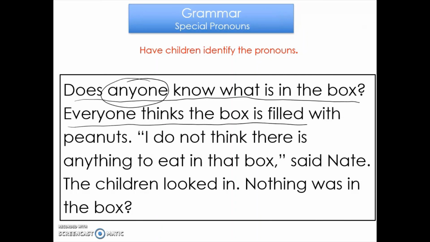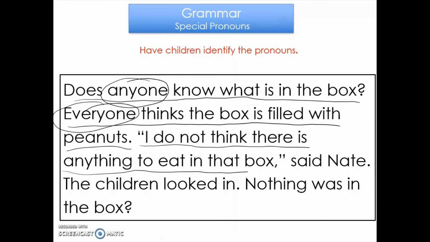"Everyone thinks the box is filled with peanuts." What was the indefinite pronoun here? Who are we talking about? We're talking about everyone. All people that are there think the box is filled with peanuts. Let's read the next sentence. "I do not think there is anything to eat in that box," said Nate.